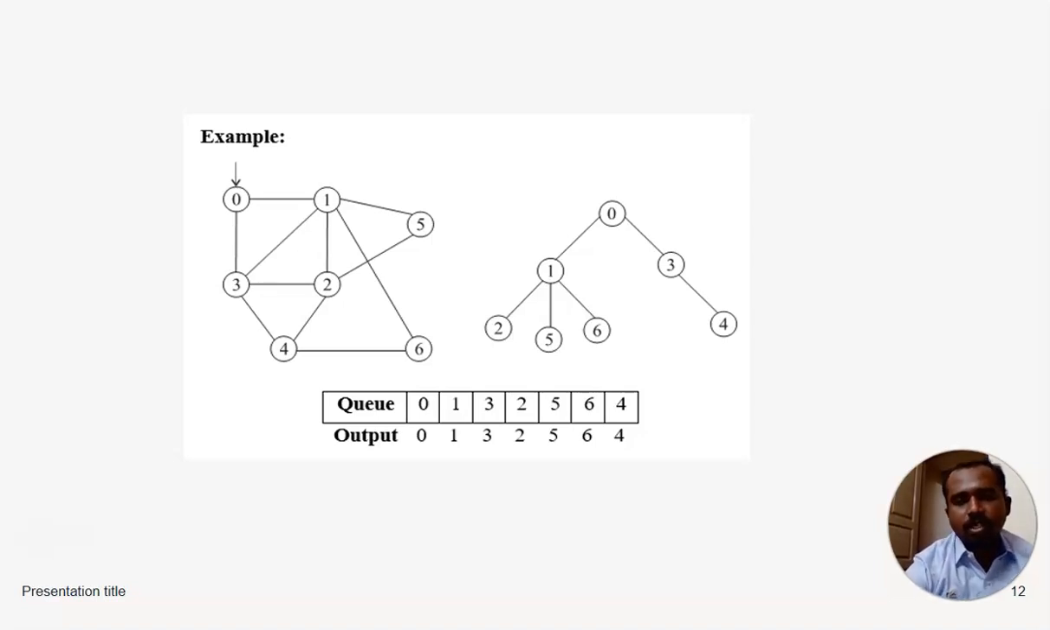This is the tree structure we implemented. First we choose 0, next 1. 0's neighbors are 1 and 3, 1's neighbors are 2, 5, 6, and 3's neighbor is 4. The queue implementation is first in first out. So the output is 0 1 3 2 5 6 4. The first value is 0, second is 1, third is 3, fourth is 2, fifth is 5, sixth is 6, seventh is 4. This is the diagram for breadth first search.